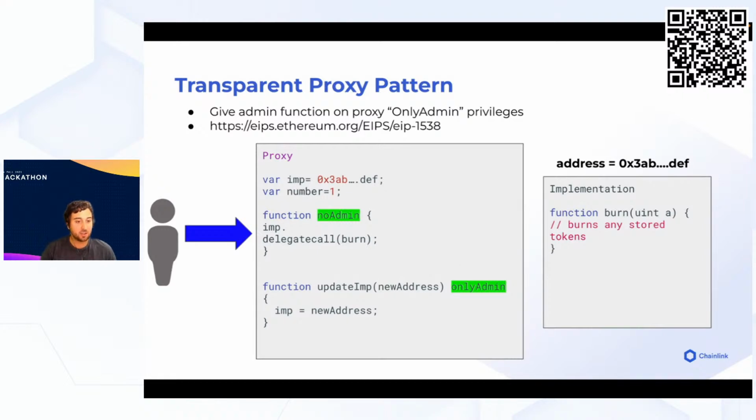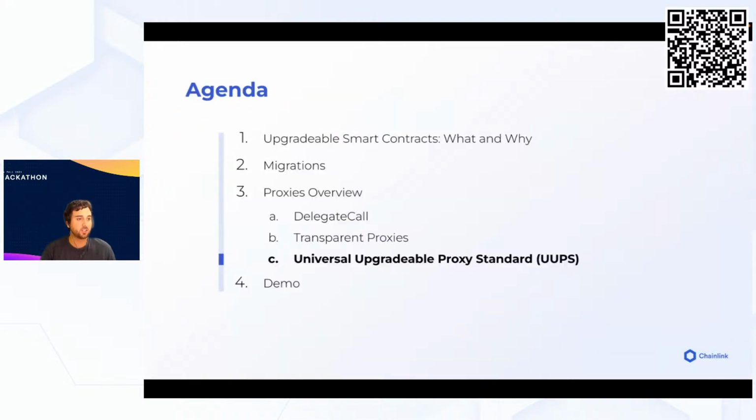I'll add a link here in the chat to the EIP, right? So this is an official EIP. It's been passed. This is a well-known pattern. And of course, you can always read up more on this in the OpenZeppelin docs. They have a lot of good stuff talking about transparent proxy patterns. And we'll be walking through this later so you can see it in action.